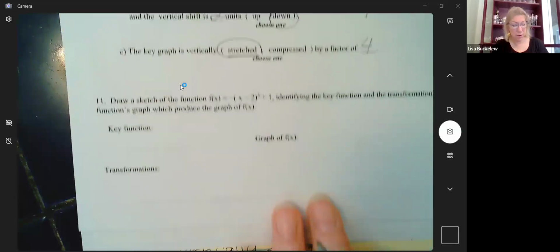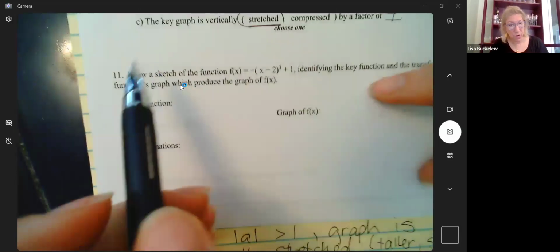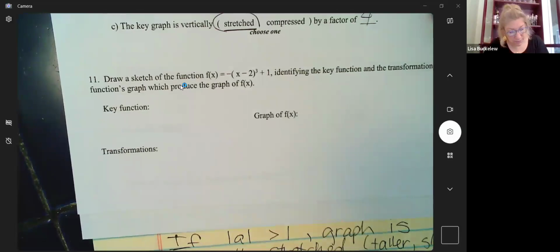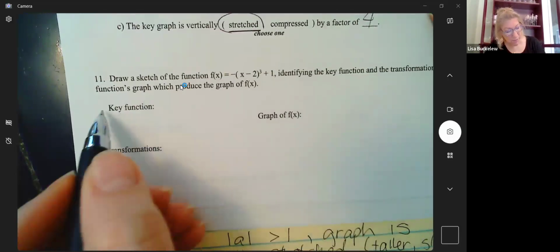Okay, now if we go to number 11, now we're just drawing a sketch by hand. I probably, if I did something, well, I might do this on the test. I'm not even going to lie. So let's see, key function.